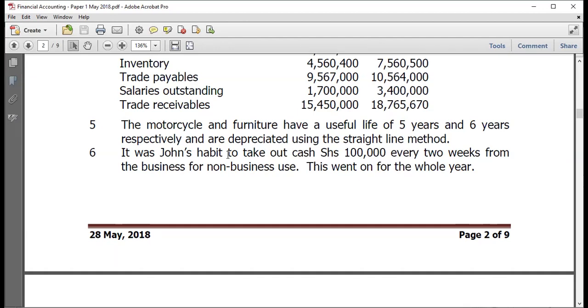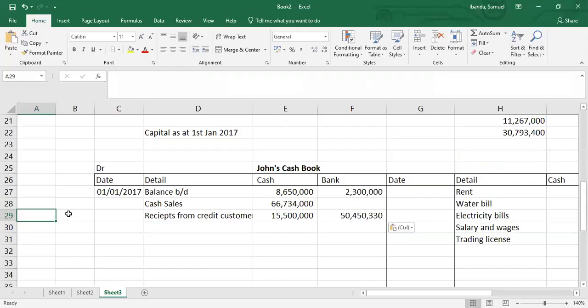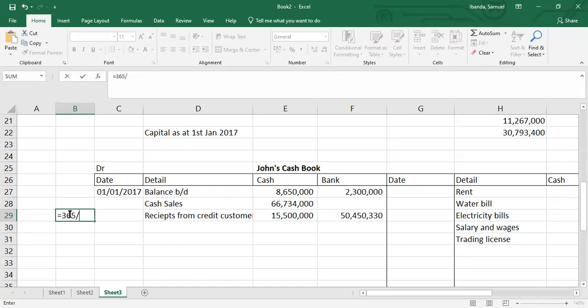But now the question is, if John was taking 100,000 every 2 weeks for the whole year, your first question should be, how many weeks are in a year? I know you can easily calculate because we have 365 days, and each week has 7 days. So you can see we have about 52.1429. So for examination purposes, please consider 52 weeks. Whichever paper you're doing, 52 weeks is the standard because we actually have 52 weeks in a year.